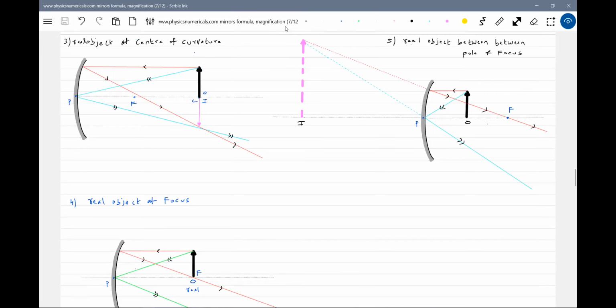Next question. If the object is kept at the center of curvature, where will the image be, according to the ray diagram? This will be the direction of the incident rays. Again, the focal length of the mirror is the same, the same mirror. The object is kept at exactly -20 centimeter. Height of the object. Let me write the data here.